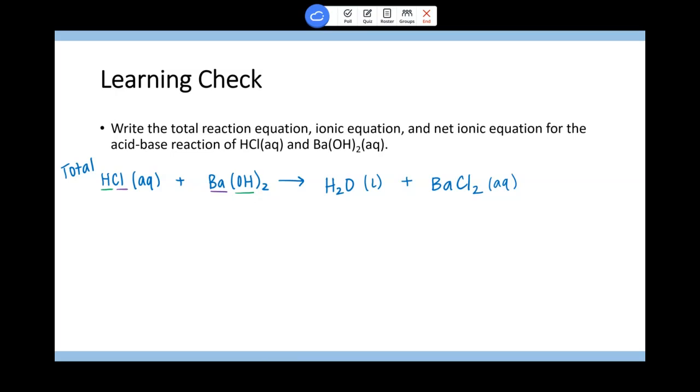We have 1 chlorine on the left, 2 chlorines on the right. We have 1 or 2 hydroxides on the left, 1 hydroxide on the right. So after writing out all of the compounds, then you need to balance the equation. We balance the chlorides. We have 2 on the right, we need 2 on the left. So you can put a coefficient of 2 in front of HCl.